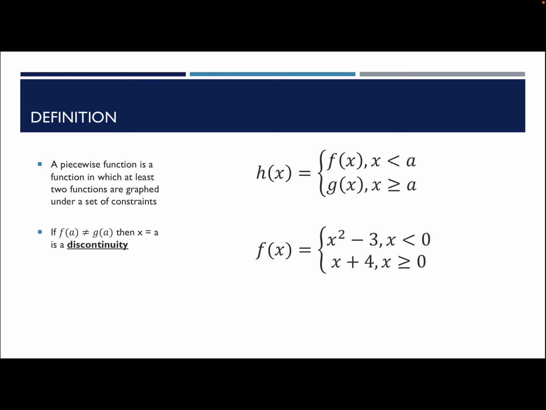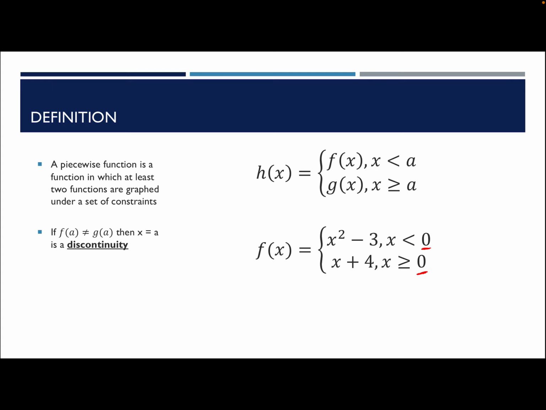All right, so the definition of a piecewise function is it's a function that has at least two other functions that are graphed under a set of constraints. If f of a is not equal to g of a, then x equals a is a discontinuity. And what that means is the only places that we can have a discontinuity are going to be the points that aren't in our domain, or the breaking points for the piecewise function.